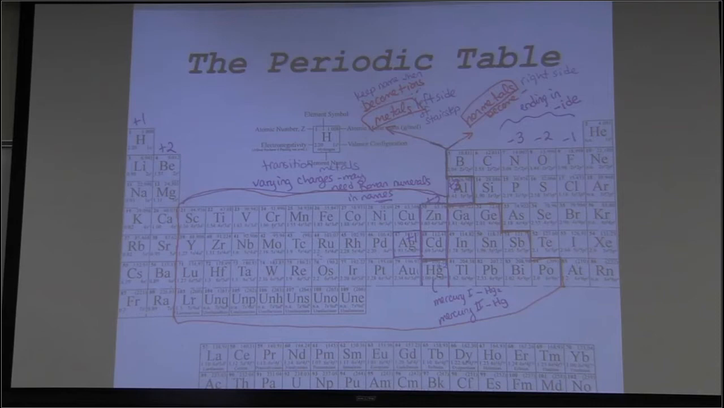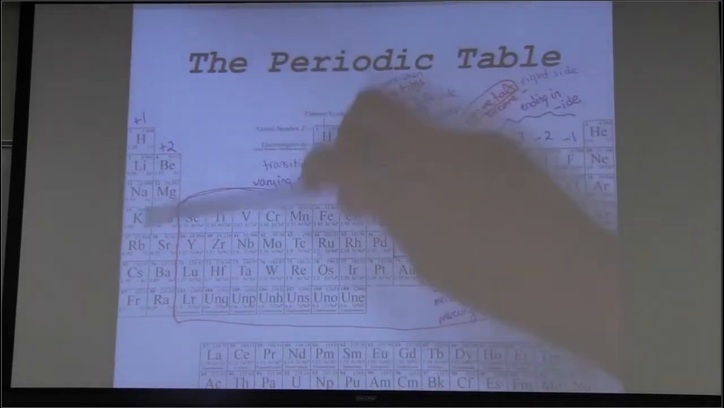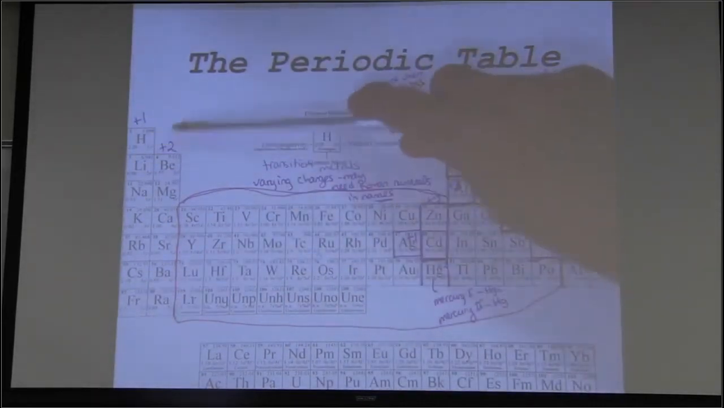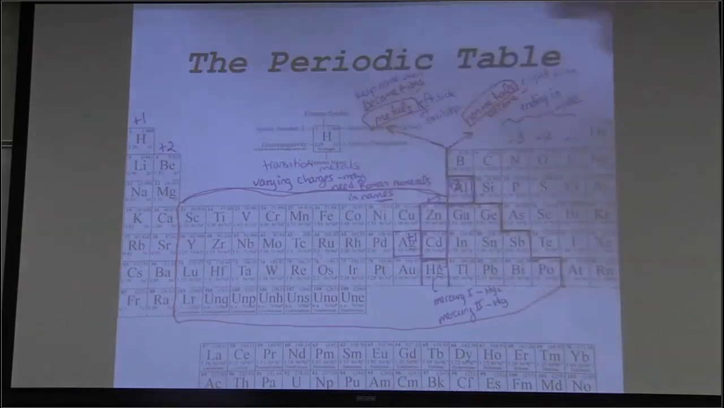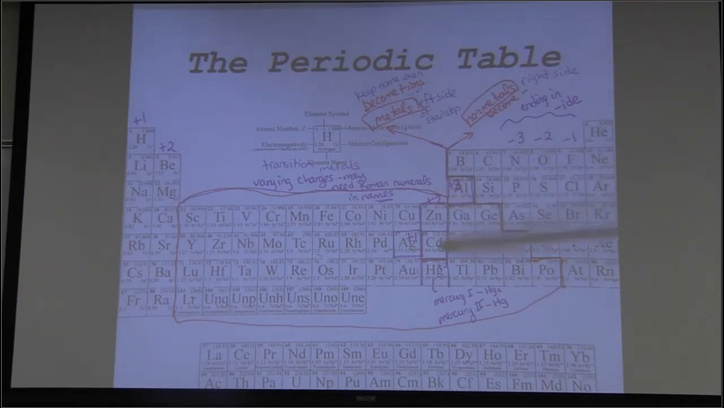Okay, so what you should have labeled. This entire column is +1, +2, -3, -2, -1. Zinc, cadmium, and mercury are all +2. Silver is +1, just silver is +1. Aluminum is +3, just aluminum, +3.